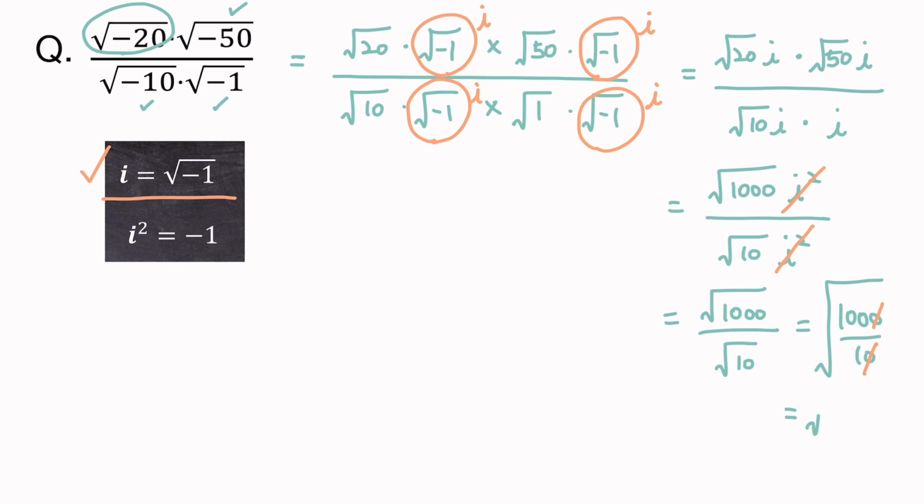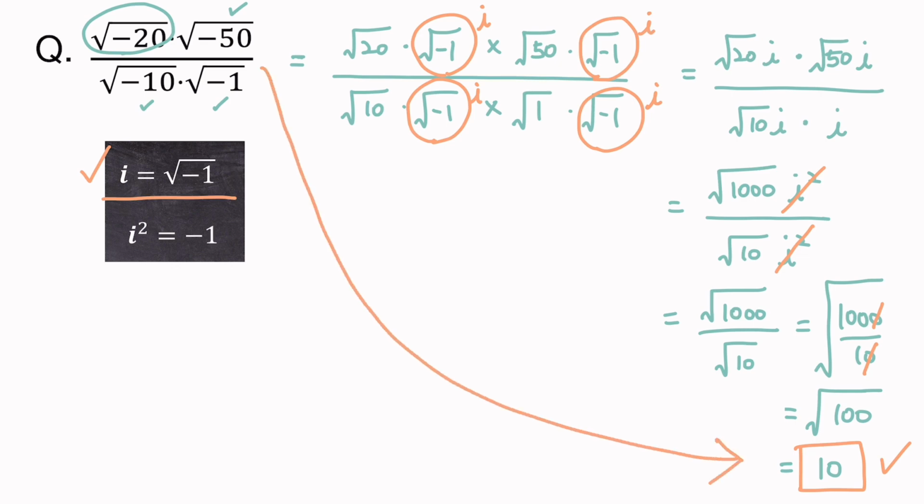Let's rewrite it like that. The square root of 100 is equal to 10. So my final answer for this question will be 10. So the answer for this question is 10.